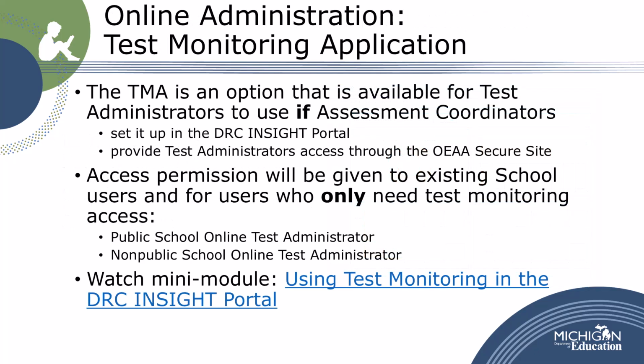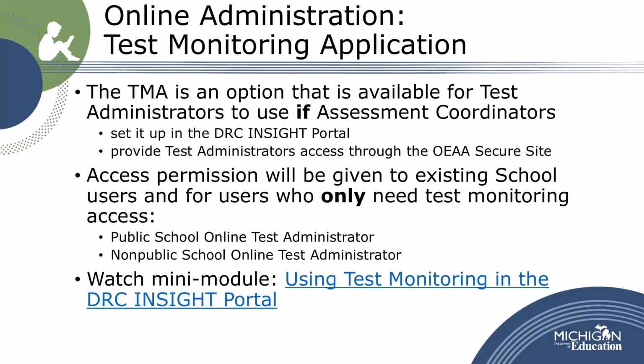The test monitoring application allows the user to view student progress through the test during test administration. This application must be set up in the DRC Insight portal when test sessions are set up. If you plan to use the test monitoring application, any test administrator who will access it during testing must have secure access to the DRC Insight portal. The secure site roles of public school online test administrator and non-public school online test administrator will provide access only to the test monitoring application.